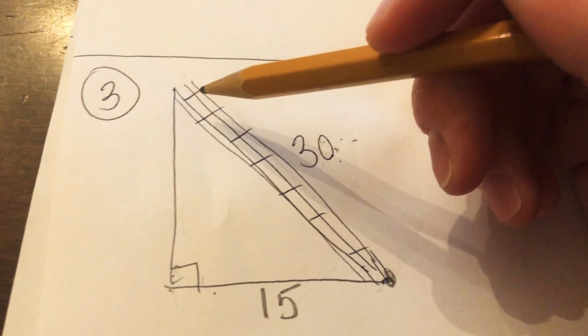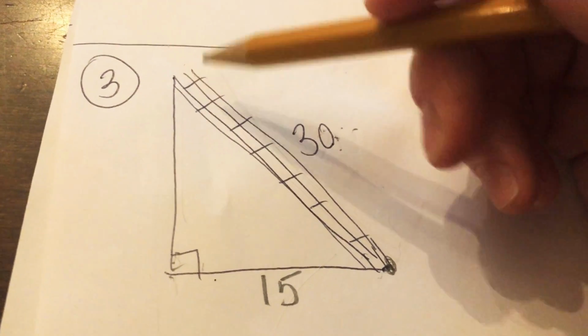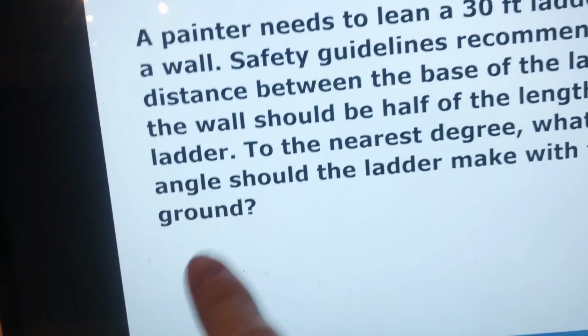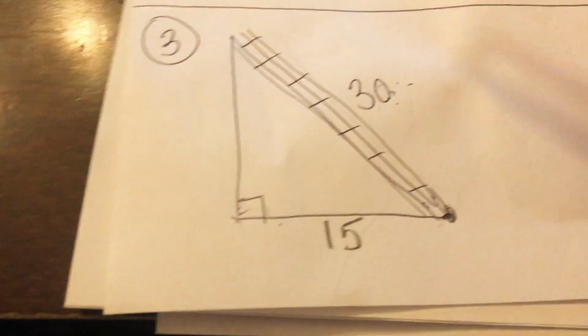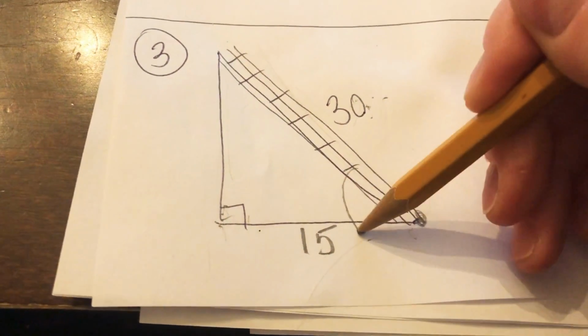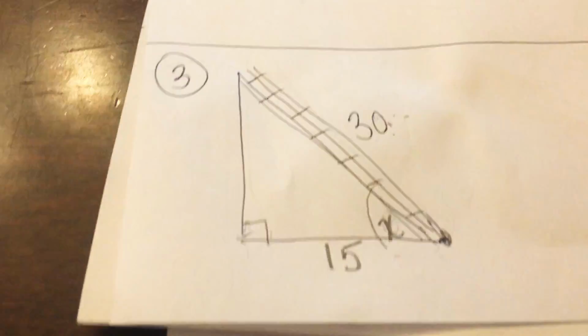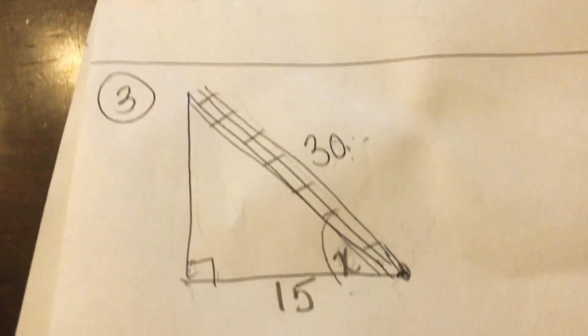And then we want to know, to the nearest degree, what angle should the ladder make with the ground? So where's the ladder and the ground? Right here, right? This angle. They want to know, what is this, right? You could put a theta in there, or you could put an x in there. And if you prefer to see an x, you could solve for x there.